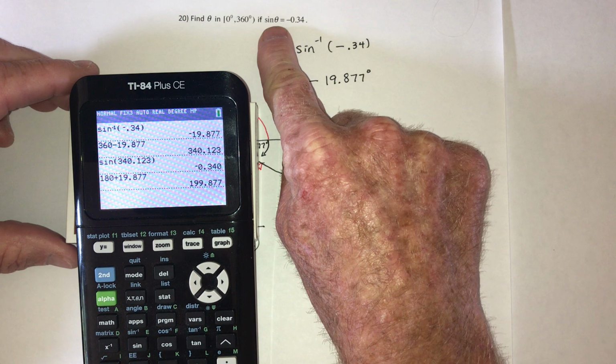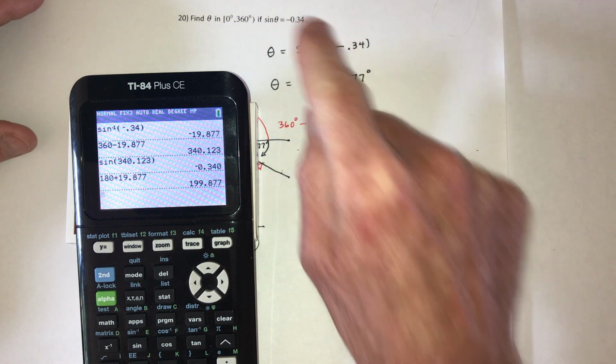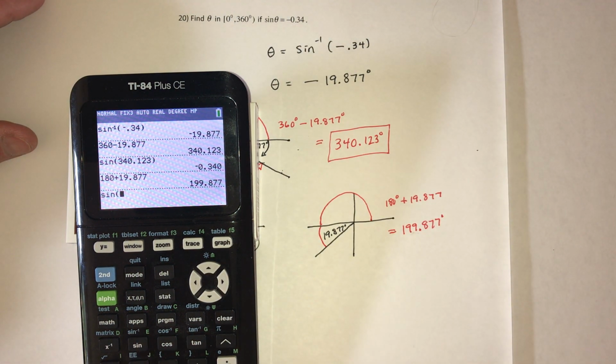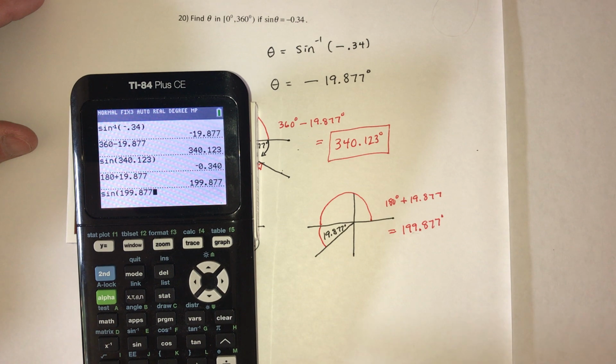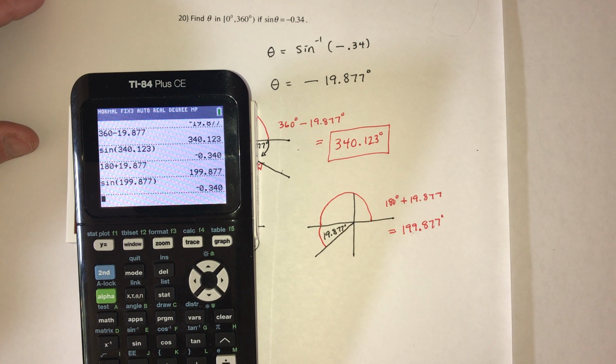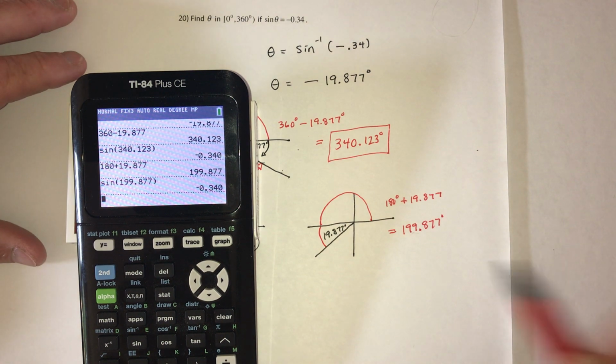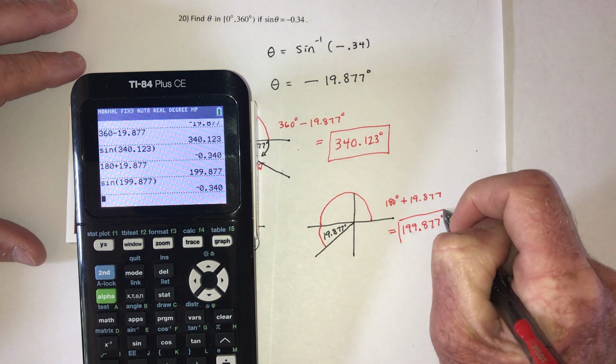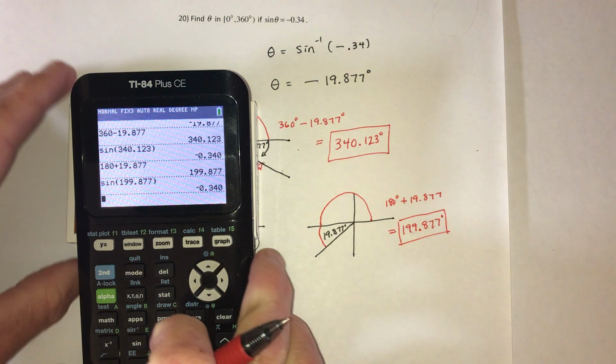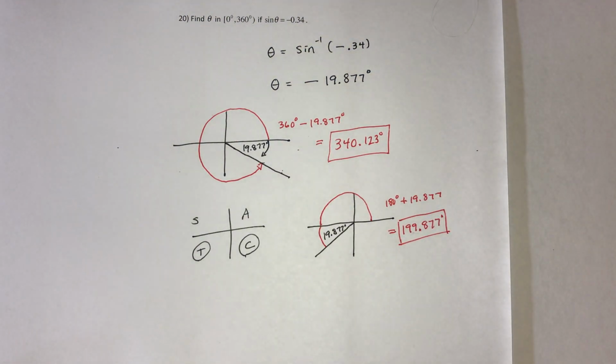And again, I should be able to plug it in here and find out what is sine of 199.877, and it should equal negative 0.34. Excellent. So there are the two solutions between 0 and 360 degrees.